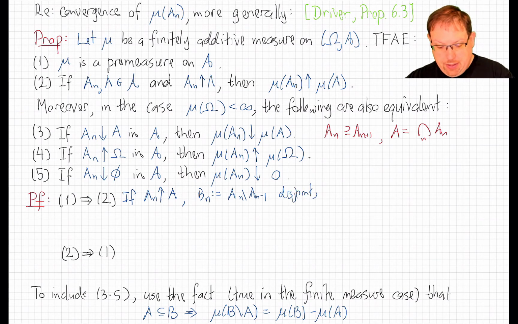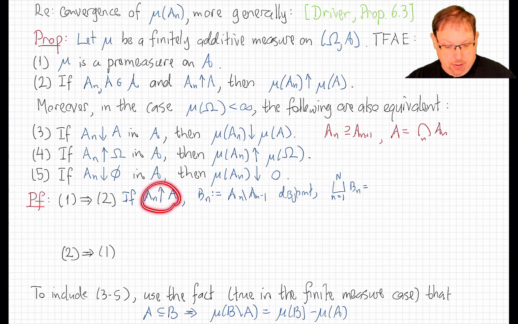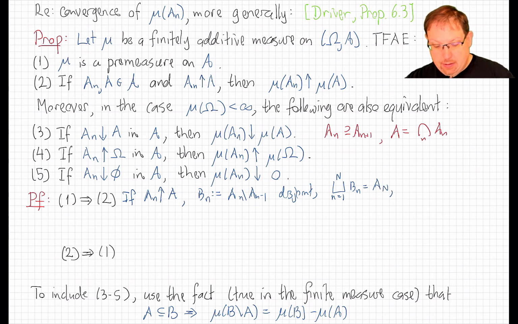And we also have that the disjoint union of the first capital N of them is the same as the union of the first capital N A's. But because the A's are increasing, that means that this is just A_N. And by taking capital N to infinity, the disjoint union of all of the B's is equal to A.